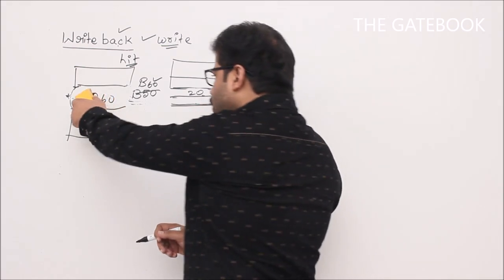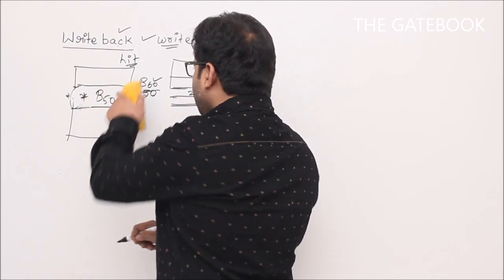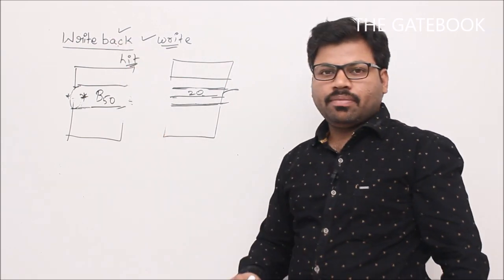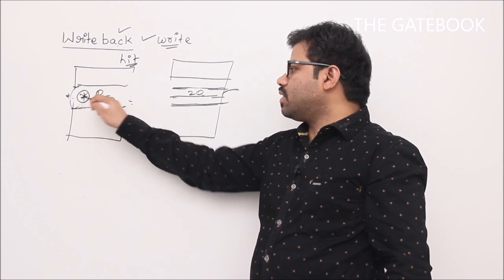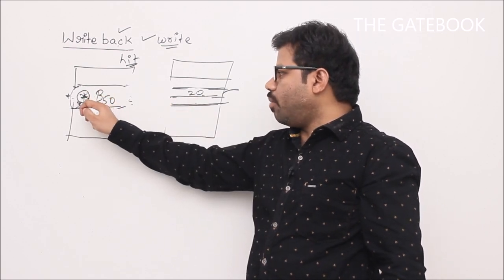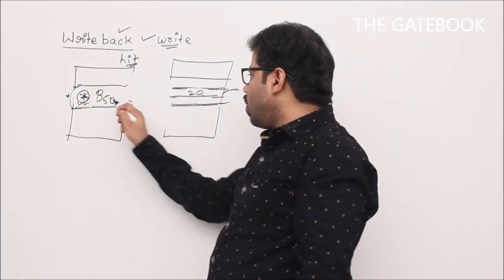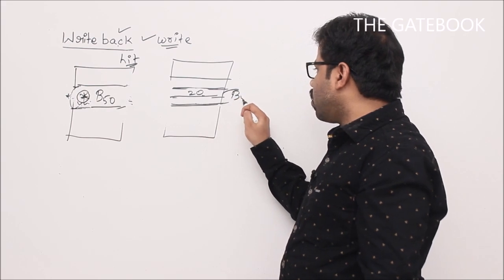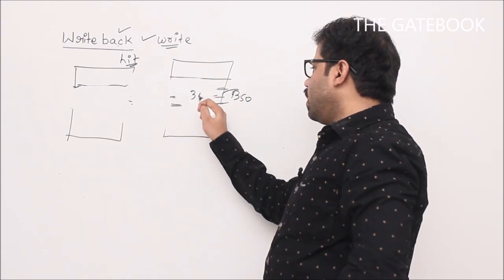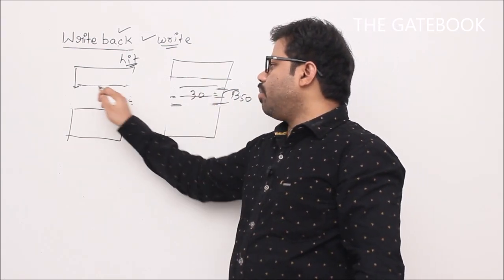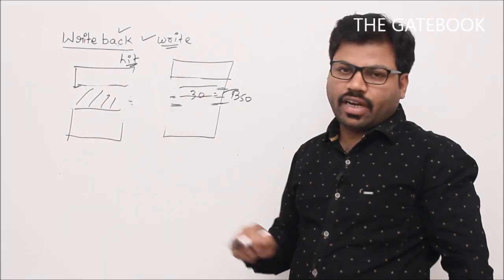That's why, whenever you have a block B50 which has some modification in the write back procedure, the cache has some updated data which is not updated in main memory. Then first we transfer all that B50 data to main memory, and later we replace it. So that is an important property of the write back procedure.